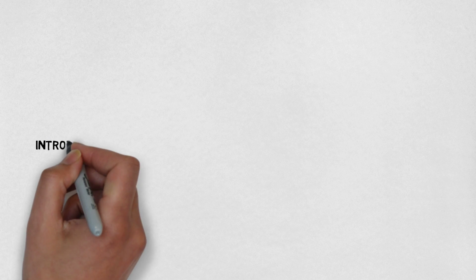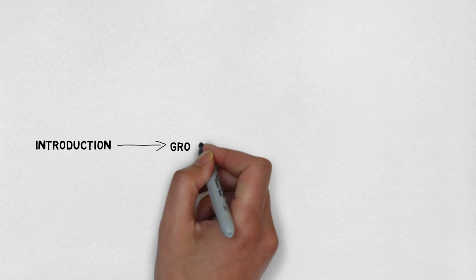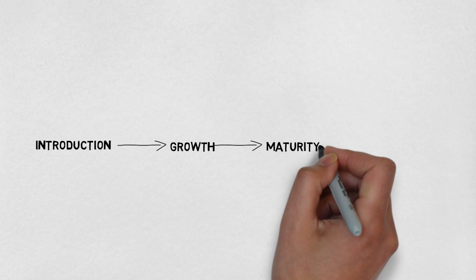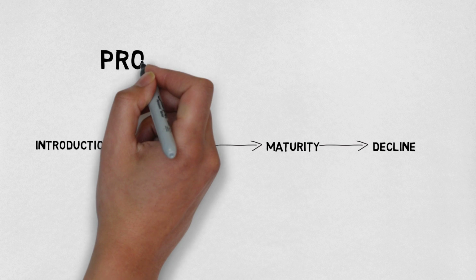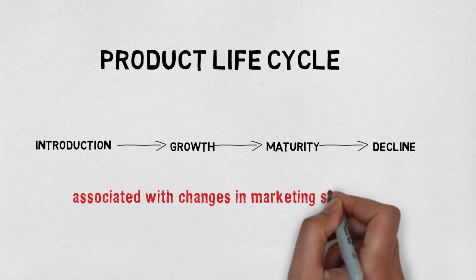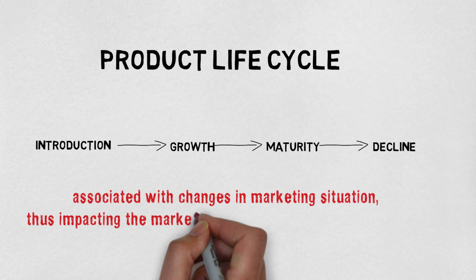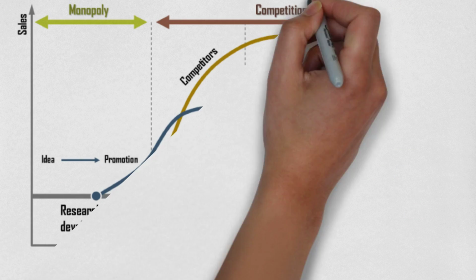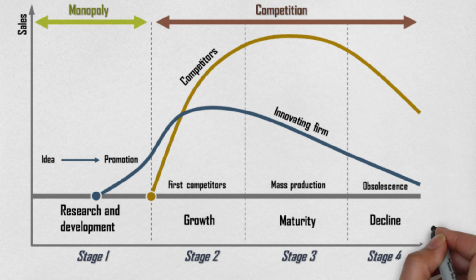A new product progresses through a sequence of stages from introduction to growth, maturity, and decline. This sequence is known as the product life cycle and is associated with changes in marketing situation, thus impacting the marketing strategy and the marketing mix. The product revenue and profits can be plotted as a function of the life cycle stages as shown in the graph. The x-axis represents the time and the y-axis represents money or product sales.